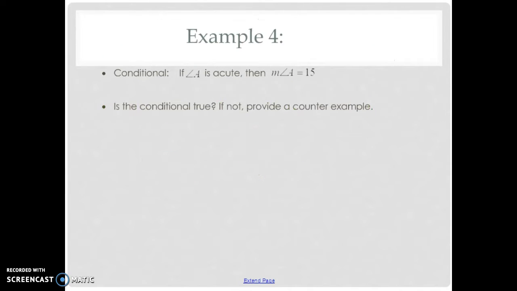And our last one, if angle A is acute, then the measure of angle A is 15 degrees. So the hypothesis is angle A is an acute angle, then it has to be 15 degrees. Is that true? Well, if I draw this angle and I call it a 15-degree angle, yes, that angle A is an acute angle that's 15 degrees. But remember, acute doesn't have to be 15. An acute angle could be 35 degrees, or 50, or 75, or 88.7. Anything below 90 degrees. So is it true? No. And here's a counterexample drawing a 35-degree angle.